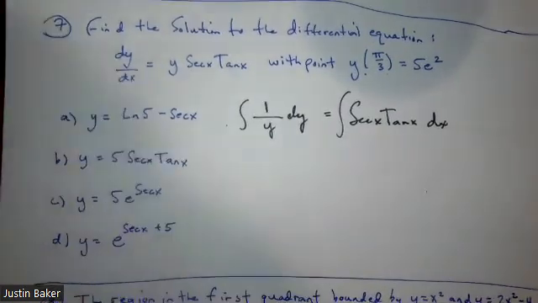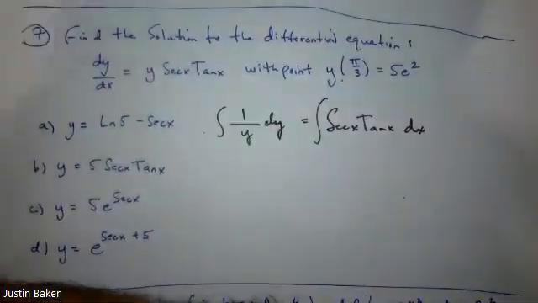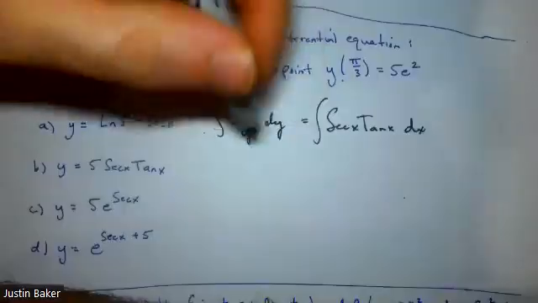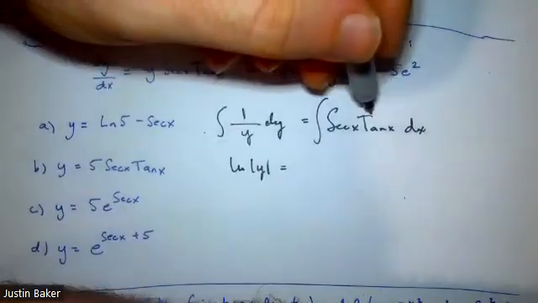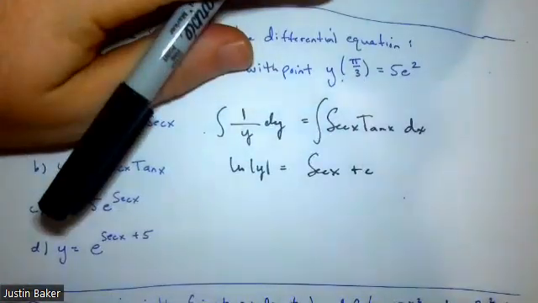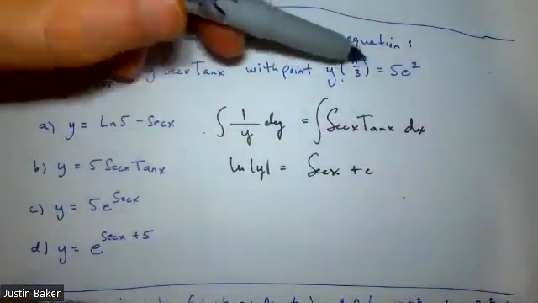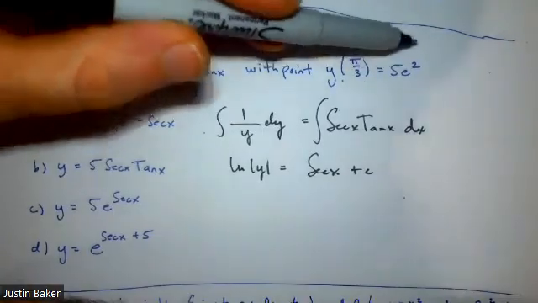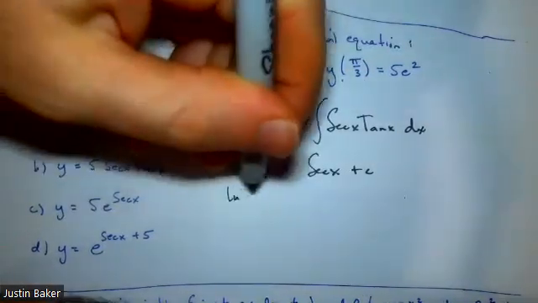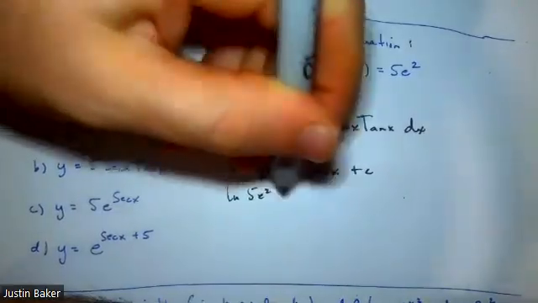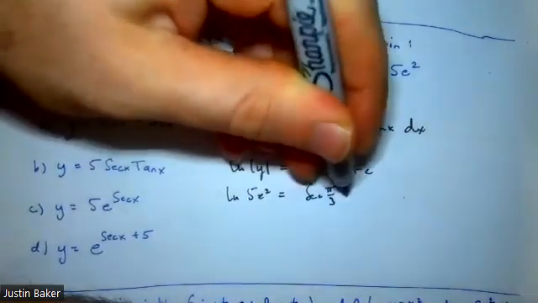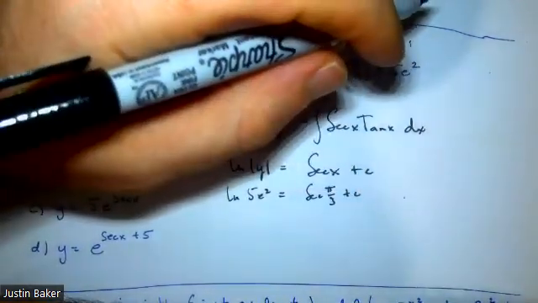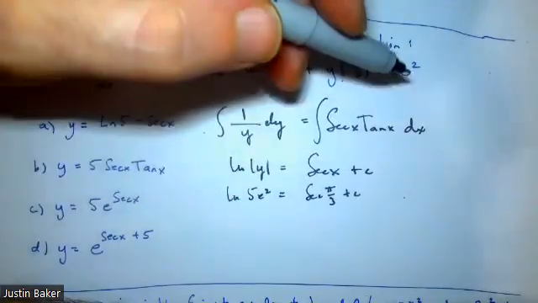All right, so you should have split these up, and that should then, when you integrate, give us natural log absolute value of y is equal to, if we integrate secant tangent, that should give us secant x plus c. And then they've given us the point pi over 3 is equal to 5e squared. So this is going to be natural log of 5e squared is equal to secant of pi over 3 plus c. So then our next question should be, what's going on at secant at pi over 3?